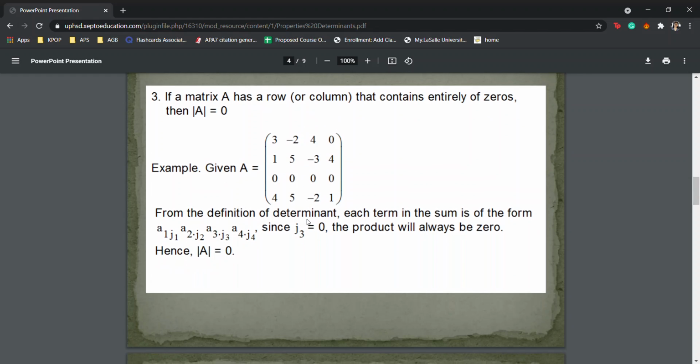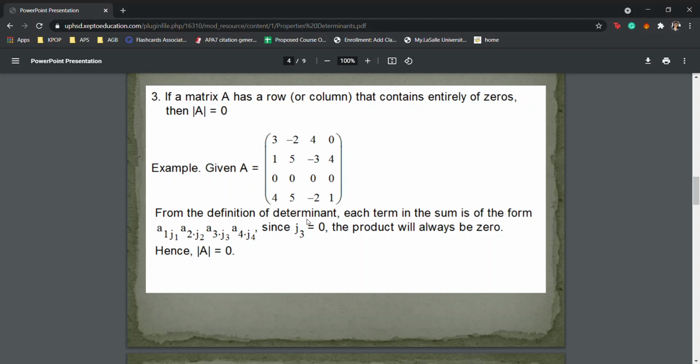Third, if a matrix A has a row or column that contains entirely of zeros, then the determinant of A is 0. We're given a 4 by 4 determinant and see that the third row consists entirely of zeros. So according to this theorem, the determinant of matrix A is equal to 0.